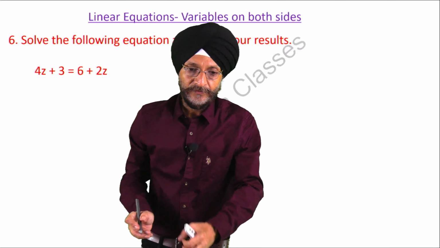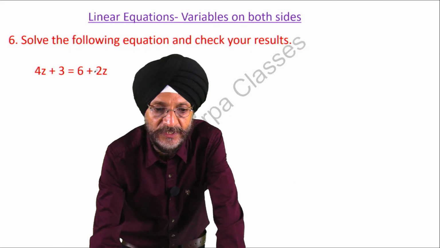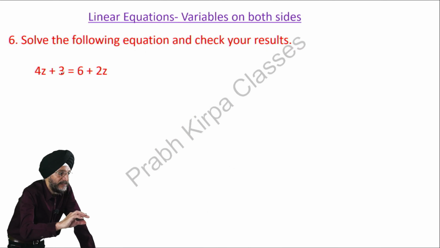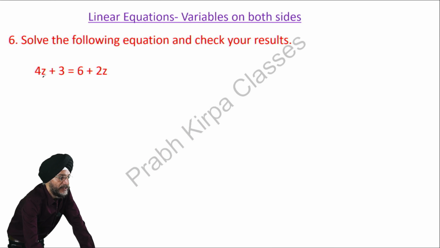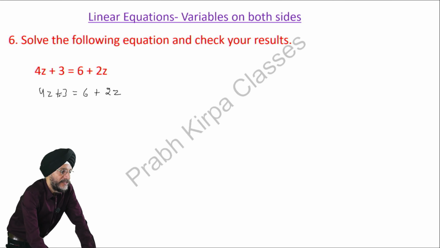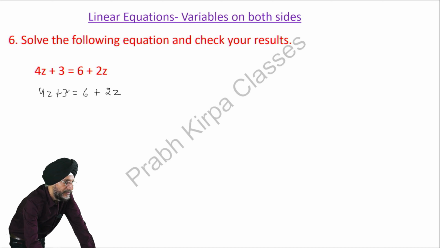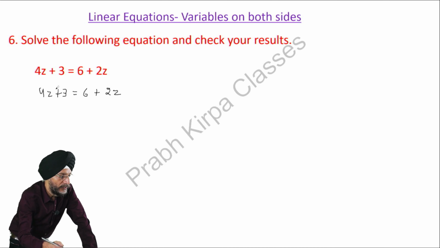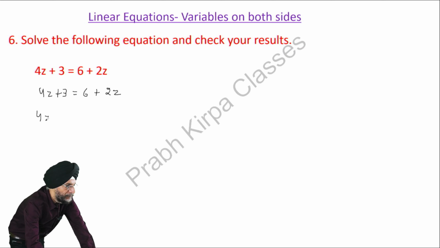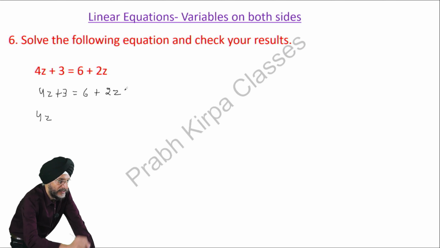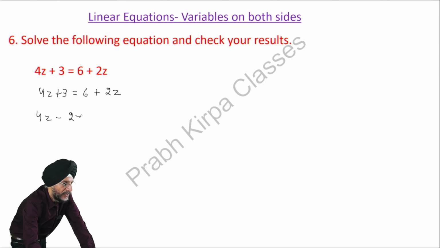So now you will find in this question that in place of x, z has been used. So we will write the same first as it is. So we will take the variable numbers on left hand side and the numbers which are without variable on right hand side. So 4z, we will take 2z to the other side because it is positive and it becomes negative when it goes to the other side.